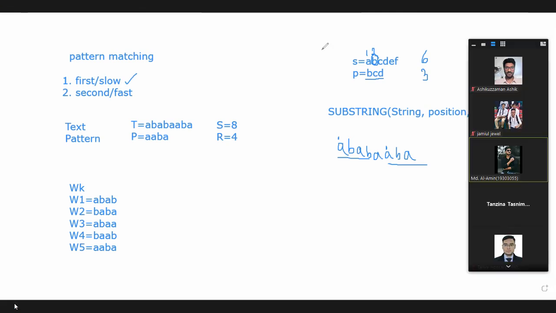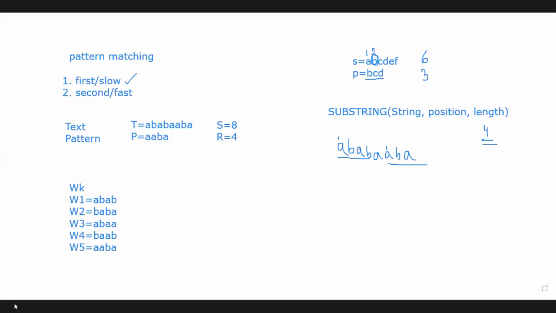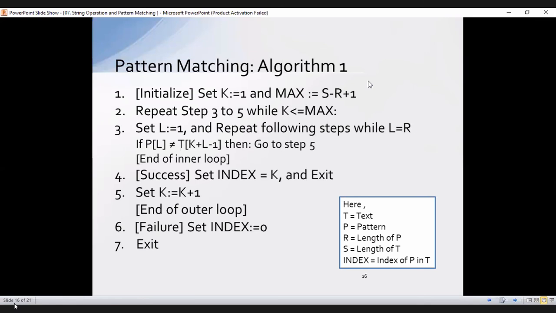Okay. So that means the first step of first pattern matching algorithm is set K equals to 1 and maximum equals to S minus R plus 1. Look at this. This is our first pattern matching algorithm. Okay. So step number 1, we usually initialize the variables that we are going to use in the algorithm in which step? In the first step. Okay. So set K equals to 1 and max equals to S minus R plus 1. We already did it, right? We already created all our substrings, right?